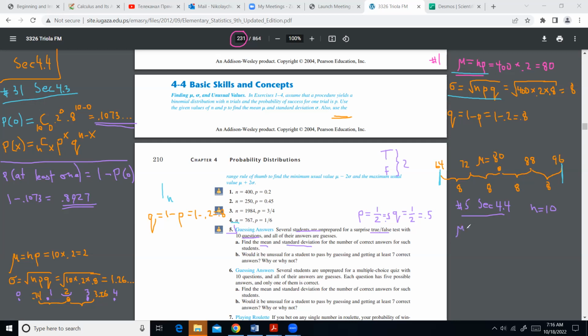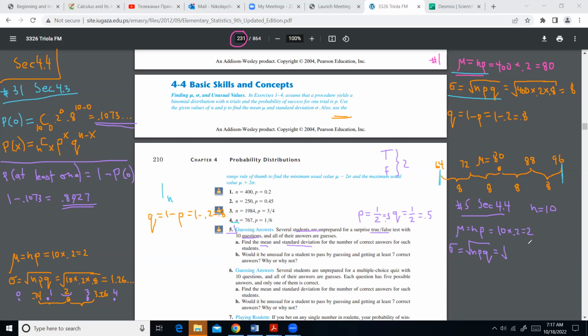So mean is np, and the standard deviation is the square root of npq. So this is a pair that we calculate using formulas. You just need a little calculator. The first one, I'm sure you can do without a calculator. It's 10 times 0.2, so it's 2.